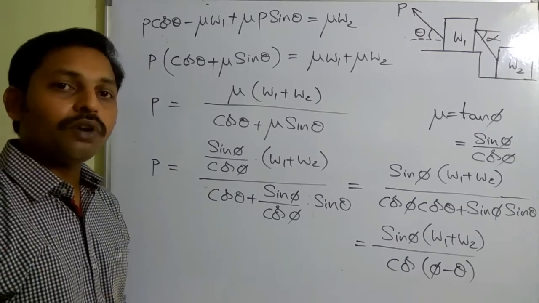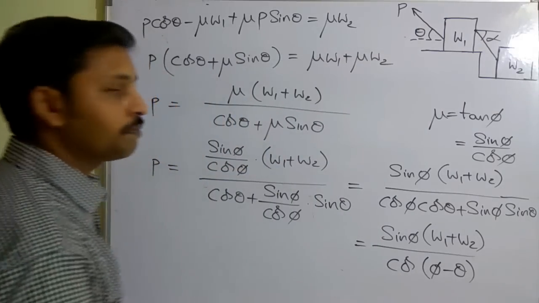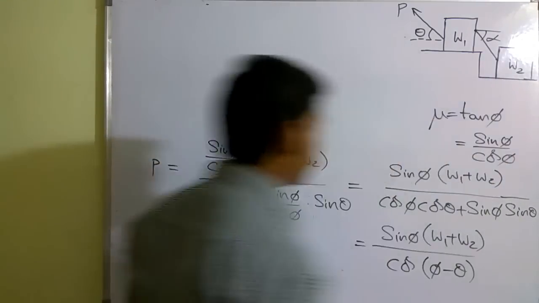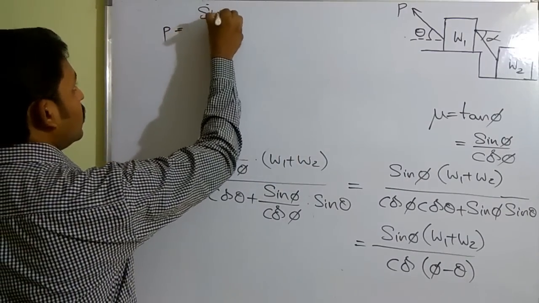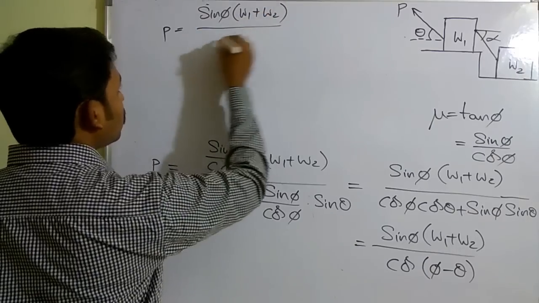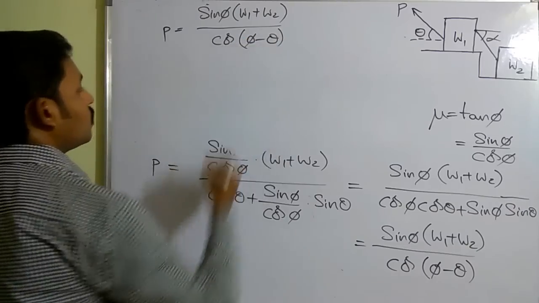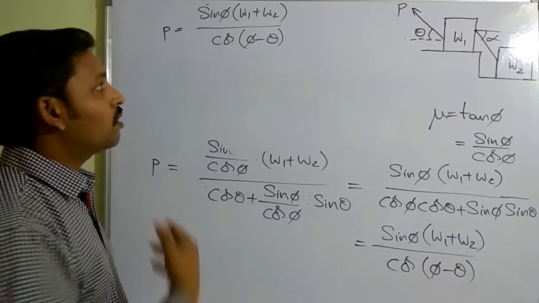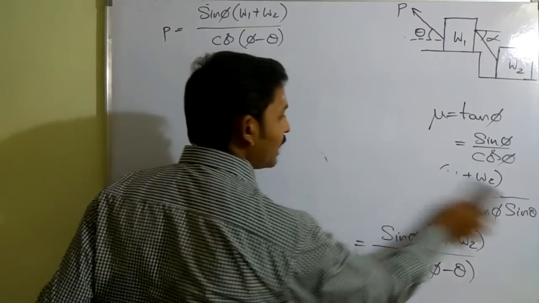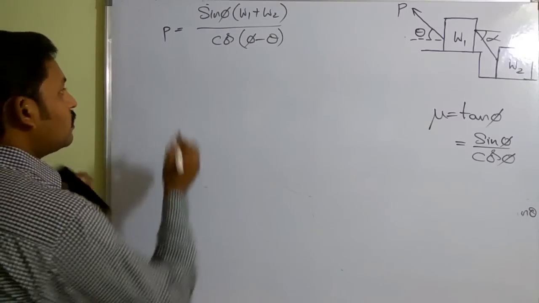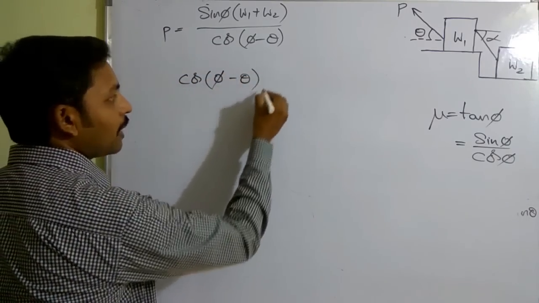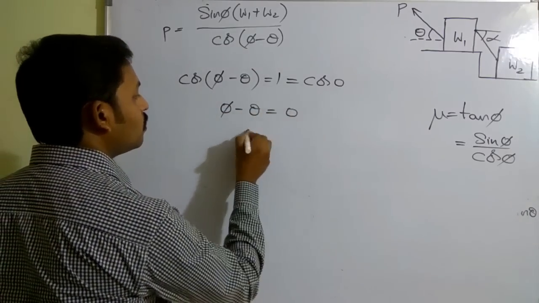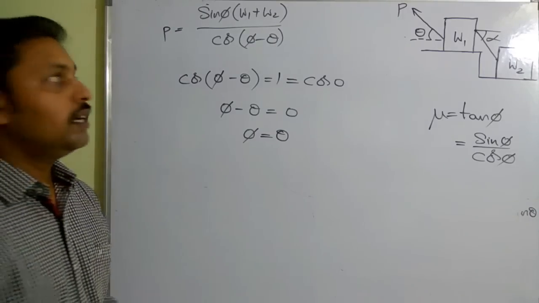So this is the value I got for P. But it is asked to calculate the least possible value of P. So I got P equal to sin phi into (W1 plus W2) divided by cos of (phi minus theta). It is a ratio of numerator to denominator. If you want the minimum value of P, cos of (phi minus theta) should be maximum. Cos of (phi minus theta) will be maximum when it is equal to 1, which is when it equals cos 0. From that, phi minus theta is equal to 0, so phi is equal to theta. So when phi is equal to theta, P has its minimum value.